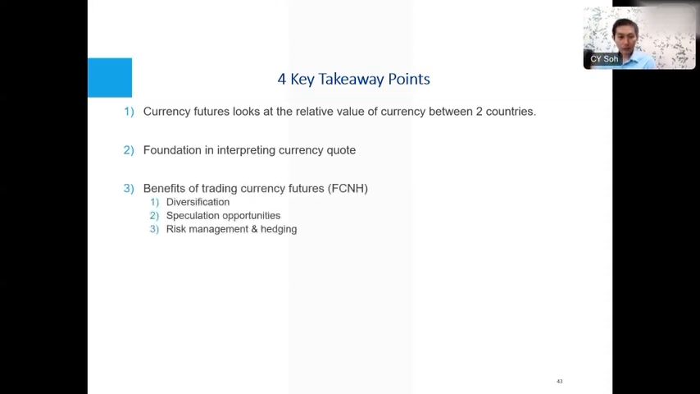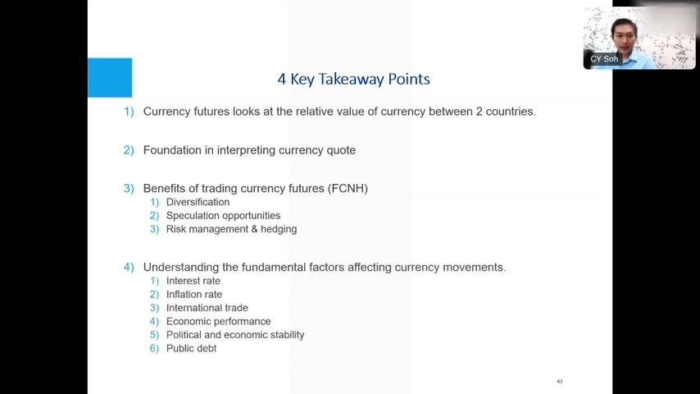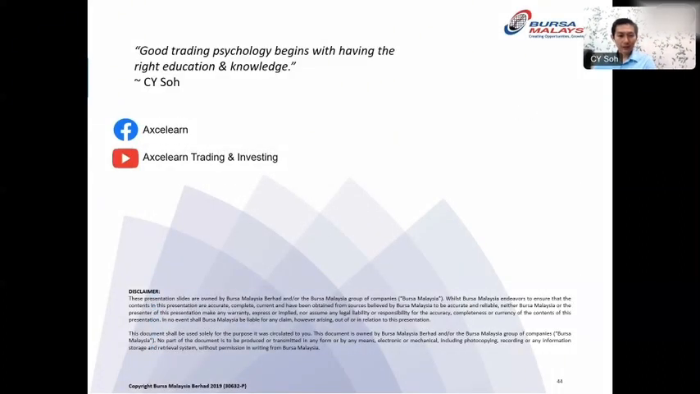And I have also shared with you what are the benefits of trading currency futures. Here are the 3 key benefits that make currency futures unique compared to any other trading instruments. And here are the 6 key fundamental factors that you need to look at when you analyze currency movements. So that's it for today's sharing. Hopefully you have a better understanding of how the currency market actually works, because there are many benefits that you can get when it comes to currency futures trading.